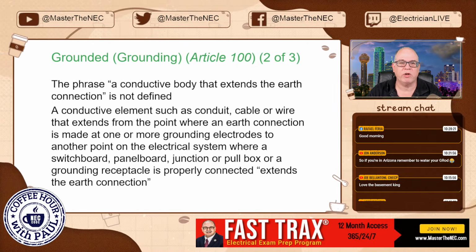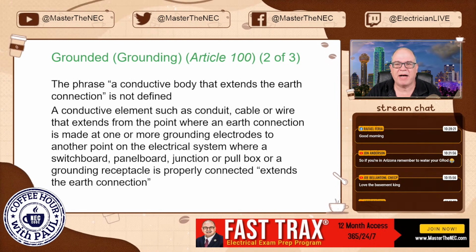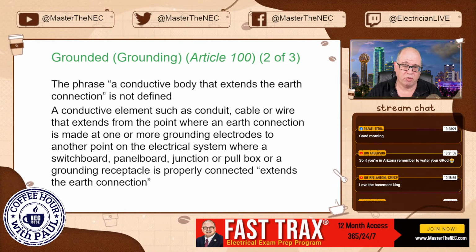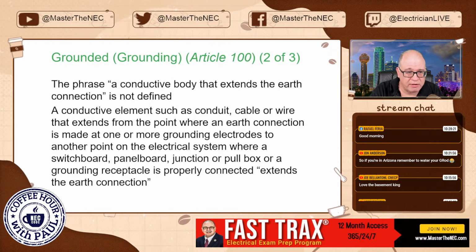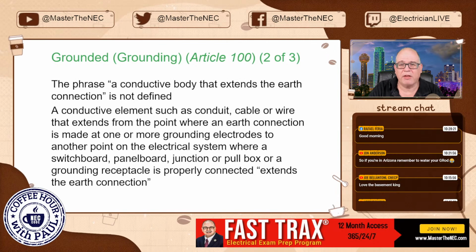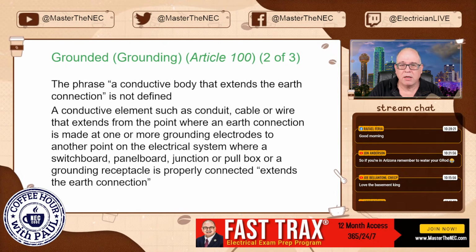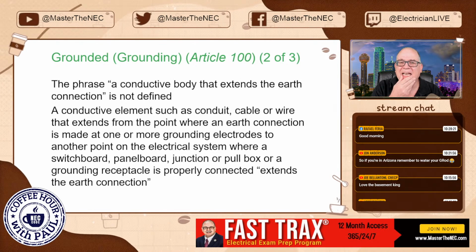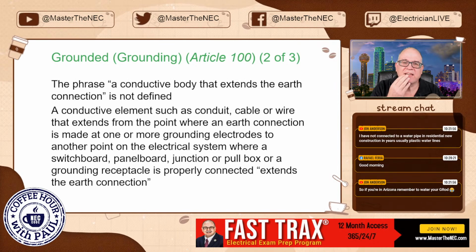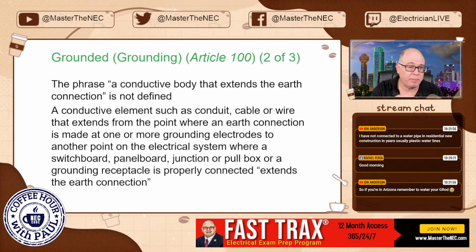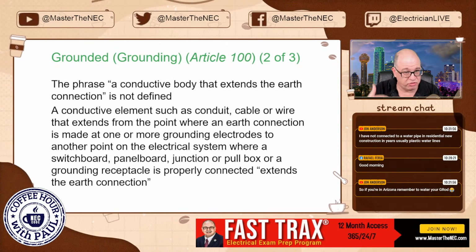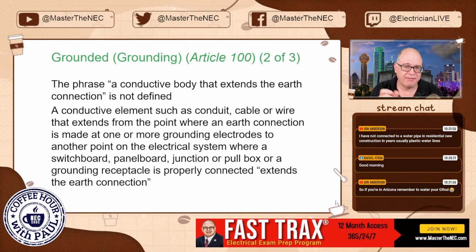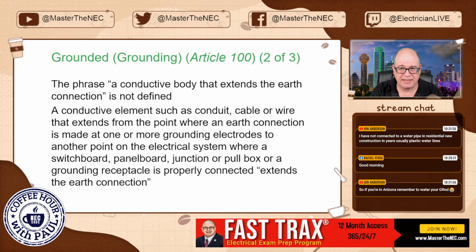Grounded, we're still on it. Grounded, what does grounded mean? The phrase "a conductive body that extends the earth connection" is not defined. We'll see this statement under the term grounded or grounding, and you're going to say, well, what does that mean? Grounded is the past tense of grounding. Grounding means you're doing something; grounded means you've done it. Either way, we're extending that connection. We don't have a definition in there for the phrase "the conductive body that extends the earth connection."